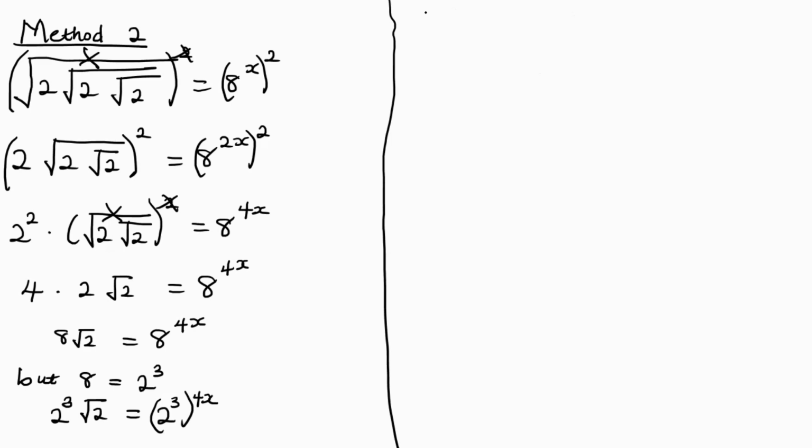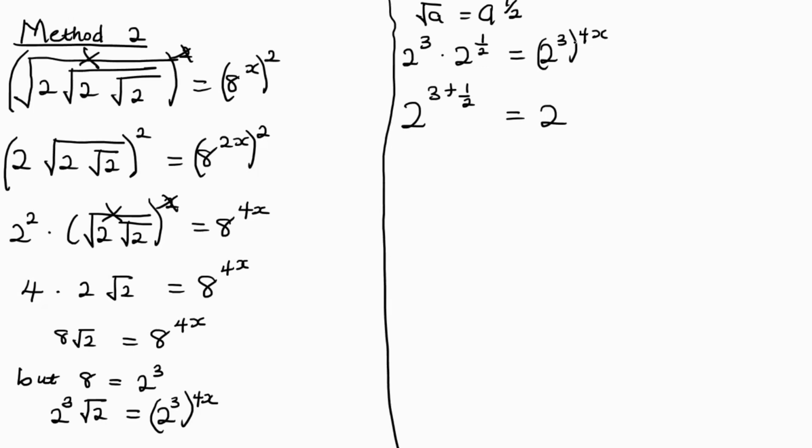But we also know that the root of a is equal to a raised to the power of 1 over 2. So applying this to root 2, we have 2 raised to the power of 3 multiply 2 raised to the power of 1 over 2 is equal to 2 raised to the power of 3 all into 4x. So applying the law of exponents, this becomes 2 raised to 3 plus 1 over 2 is equal to 2 raised to the power of 3 times 4 is 12x.